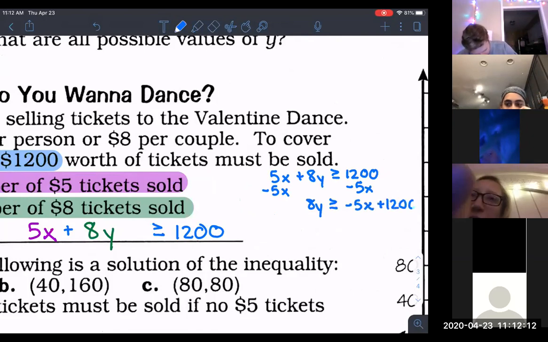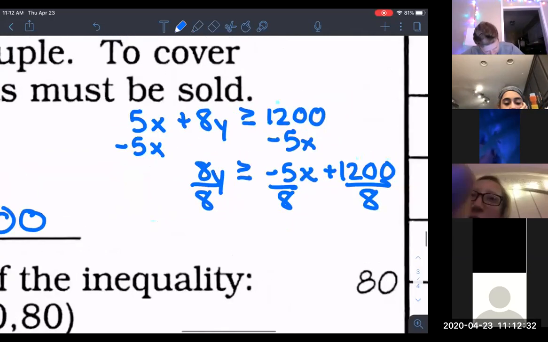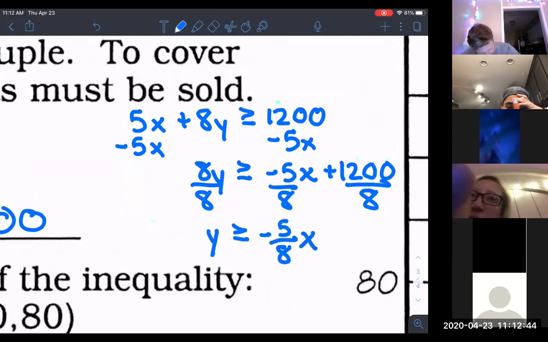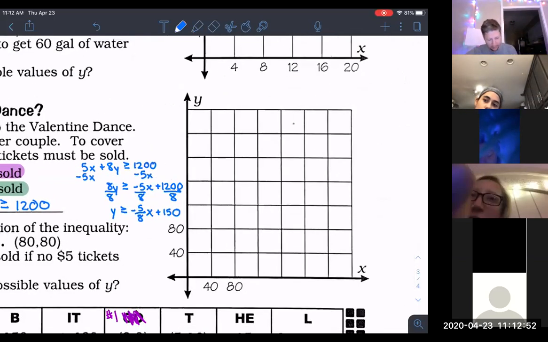plus 1,200. Okay, watch your signs really carefully here. A lot of students are going to be tempted to want to write 5X minus 1,200, but you can't do it that way. You're changing the signs of both numbers. So, all right, then we divide by 8, divide by 8, divide by 8. I know 120 divided by 8 is 15, so it should be 150. So we get Y is greater than or equal to, we do not have to flip the sign because we're dividing everything by a positive, so we don't have to worry about that. Negative 5/8 X plus 150. Of course, at home, you're using your calculators to check and make sure you did that math right.